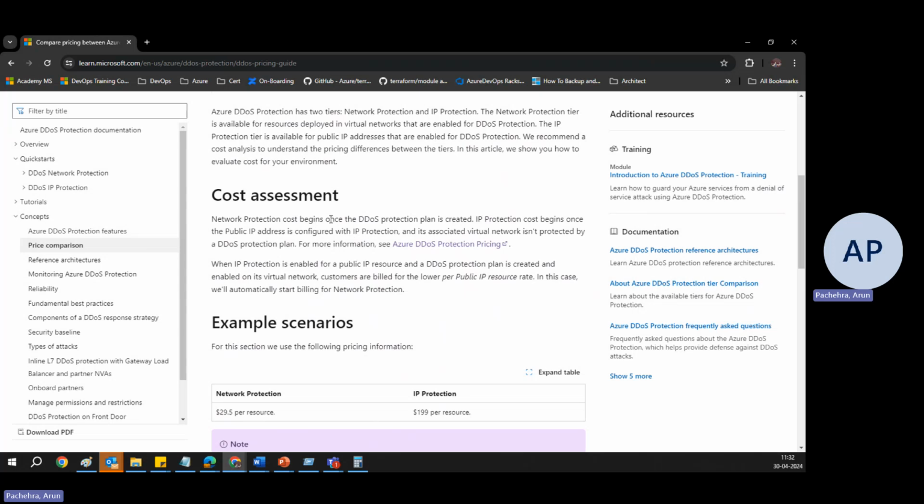Network protection cost begins once the DDoS protection plan is created. IP protection costs begin once the public IP address is configured with the IP protection. Okay, when IP protection is enabled for the public IP resource and the DDoS protection plan is created and enabled on its virtual network, the customer is billed for the lower per public IP resource rate. In this case, we'll automatically start billing for network protection.